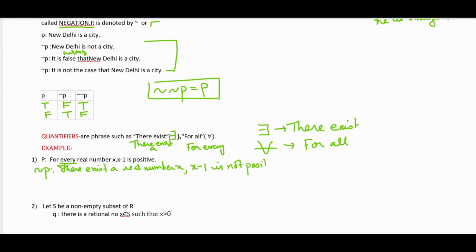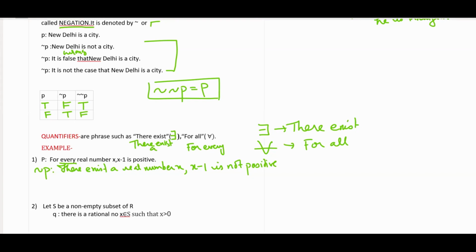And 90% of you will write there exists a real number x, x minus 1 is negative. Negative is not the negation of positive because that does not contain 0. Because 0 is neither positive nor negative, if you have to negate positive, you have to negate it by not positive. If negative is written, then the negation of negative is not negative. Positive is not the negation of negative. Okay, so this is how we negate the given statement.